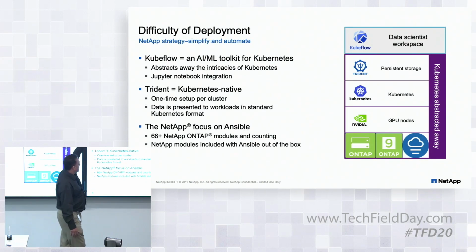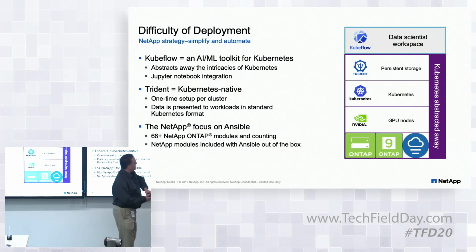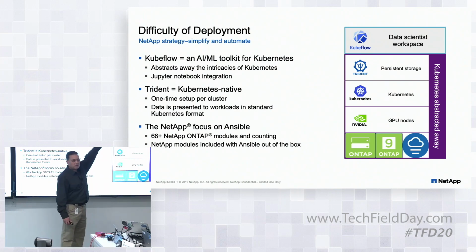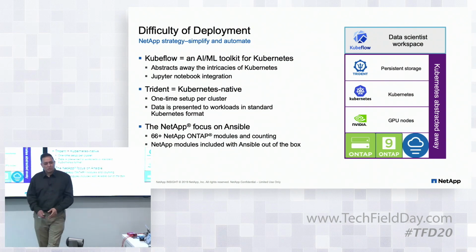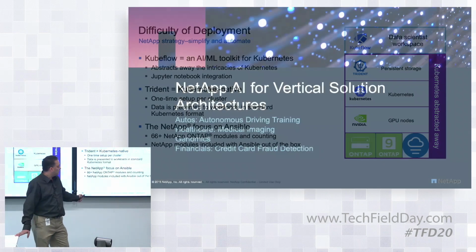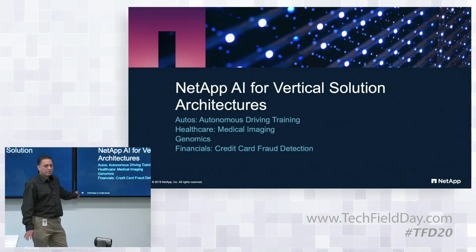And so here's what this stack eventually ends up like. You've got a data scientist workspace, which is a Jupyter notebook, integrated and offered through the Kubeflow SDK, connecting into data through our Trident persistent storage plugins, built and deployed using Kubernetes clusters across a variety of GPU nodes, on-prem or in the cloud. Where are we going from here?